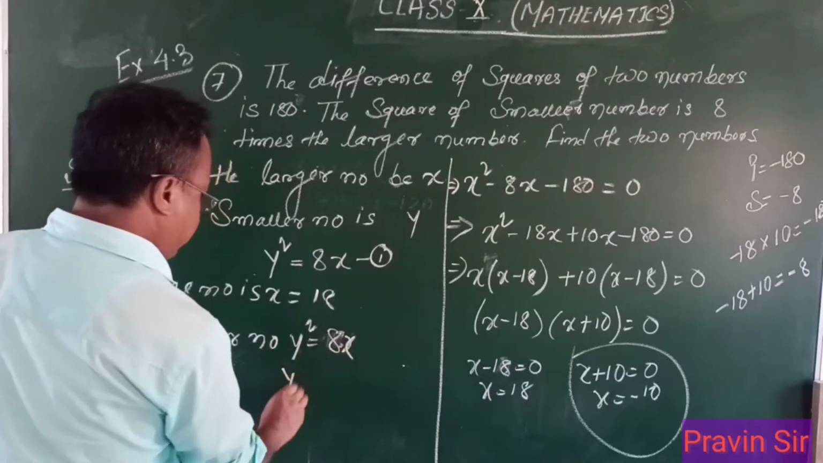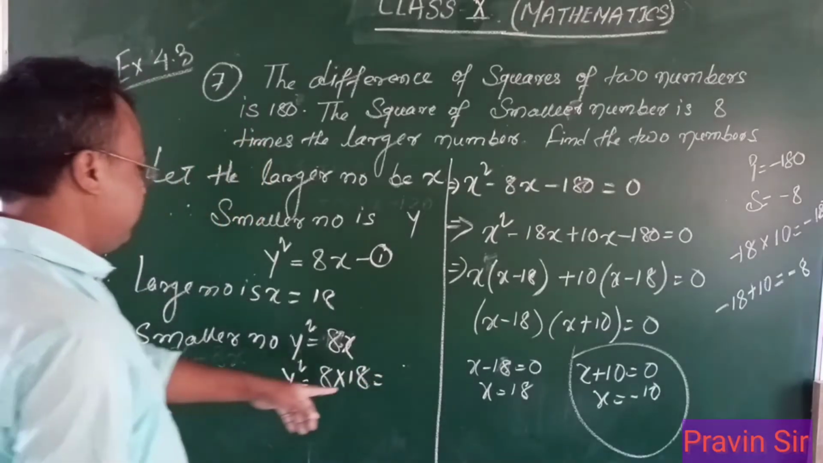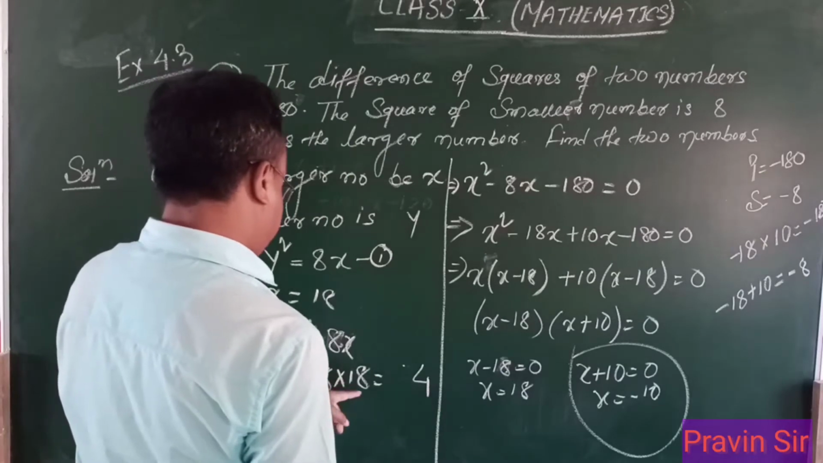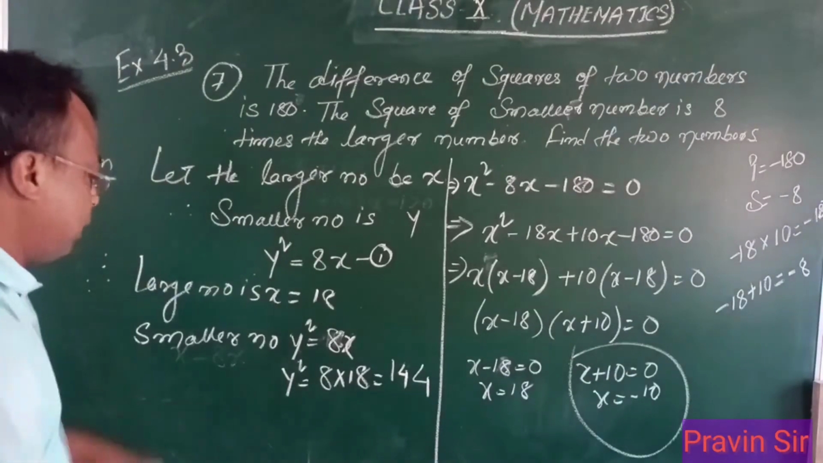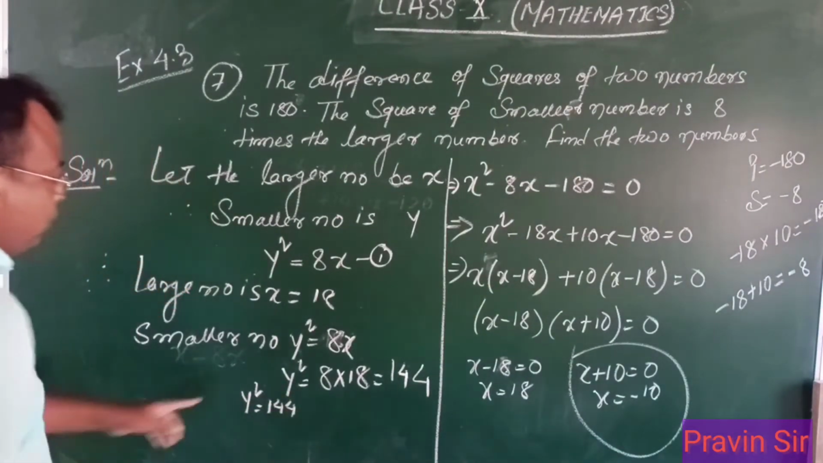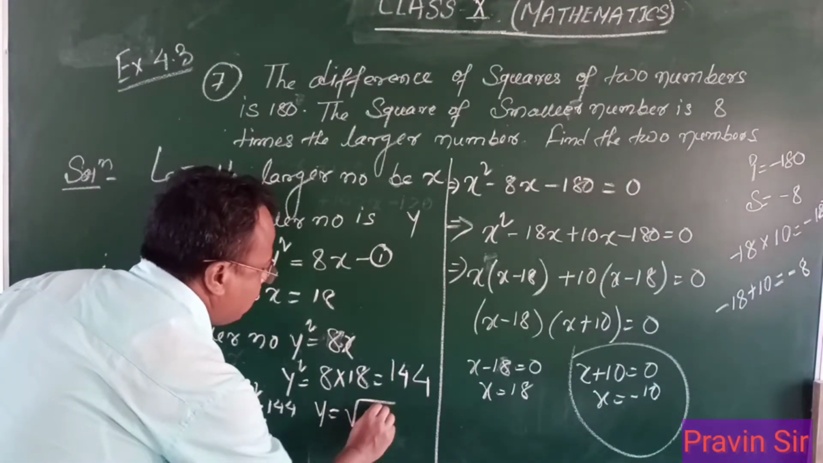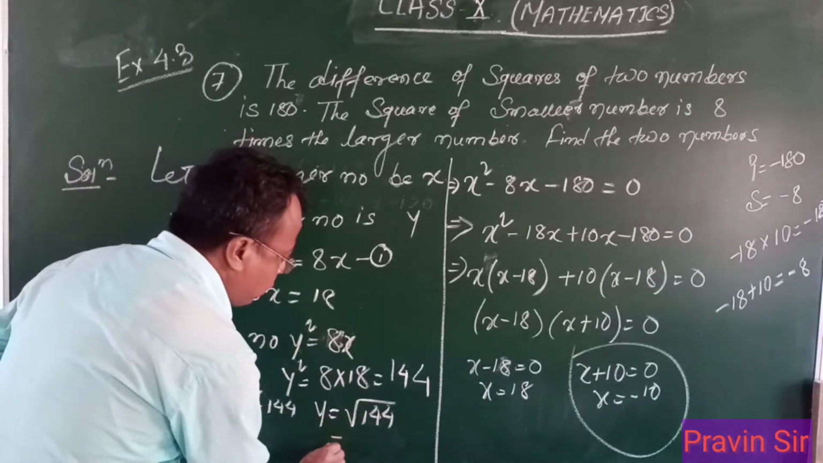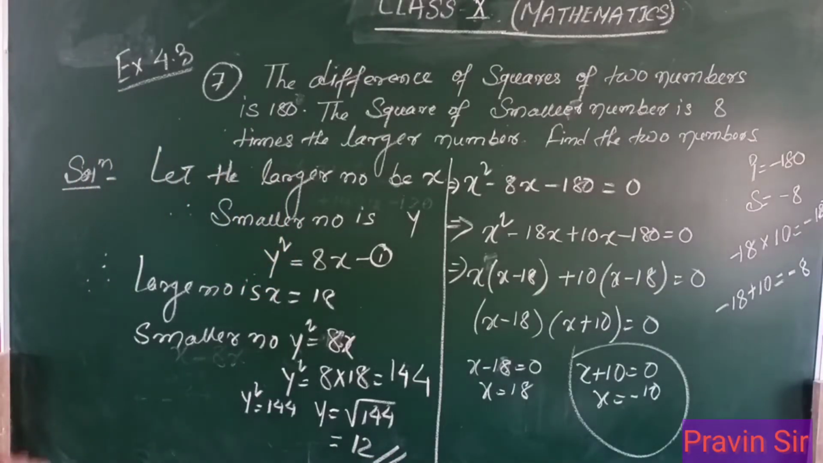8x means y square is equal to 8 into 18. So if you multiply, you will get 8 is 64. 8 into 8, 144. Okay. Now y square is equal to 144. So y is, you need y only. So y is equal to square root of 144. Remove the square sign from here. We will get square root of 144. So this is the answer. So like this we can solve this type of problem.